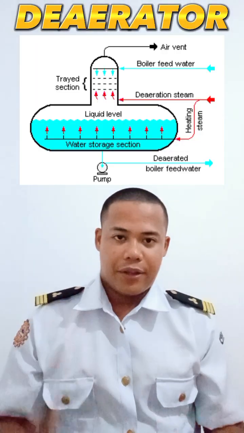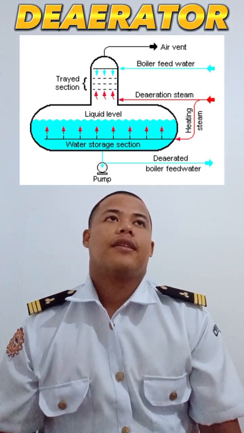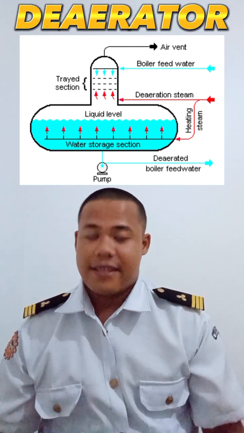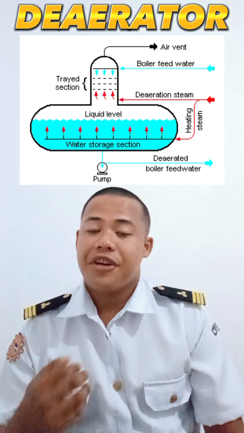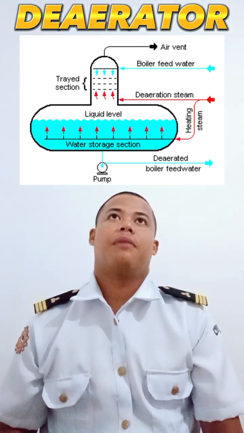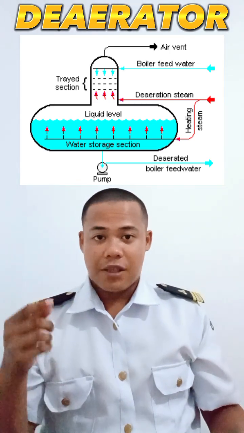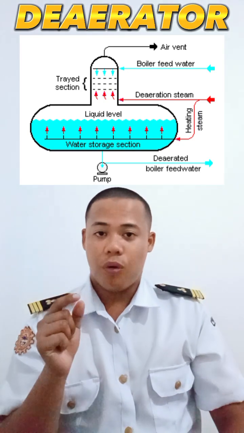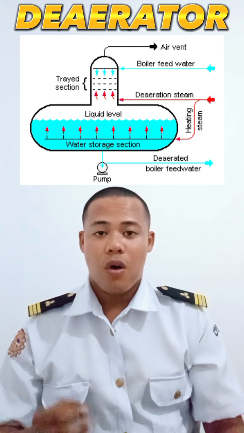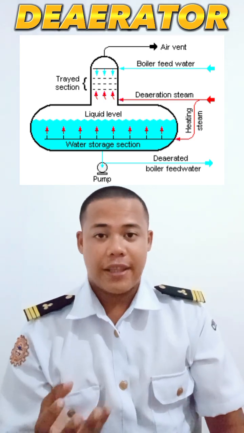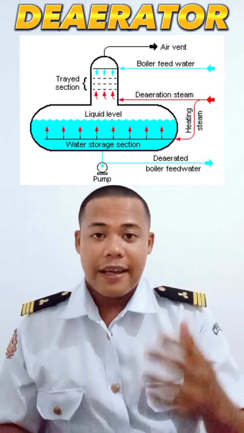So what is a deaerator? The deaerator is one of the most important components installed in our steam system, because it removes the air or other non-condensable gases from the feed water by allowing the feed water to flow through small holes. The function of the small holes is to atomize the water, so once the water is atomized, it is easily heated up, since the droplets are small, by heating it with the steam.